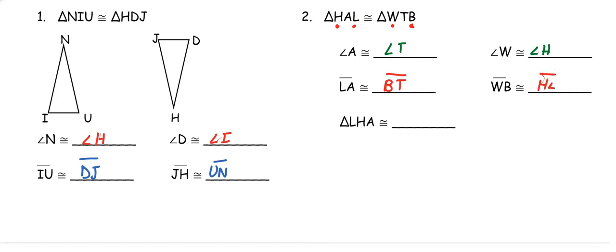Now, in the last one, it changed the triangle name. So the triangles are the same, but it gave us a different order. So when I name my second triangle, I need to know what letter matched up with L in the original triangle. So we have B, H matched up with W, and then A matched up with T. So we're just changing the order so that the letters match up with the corresponding angles and sides.